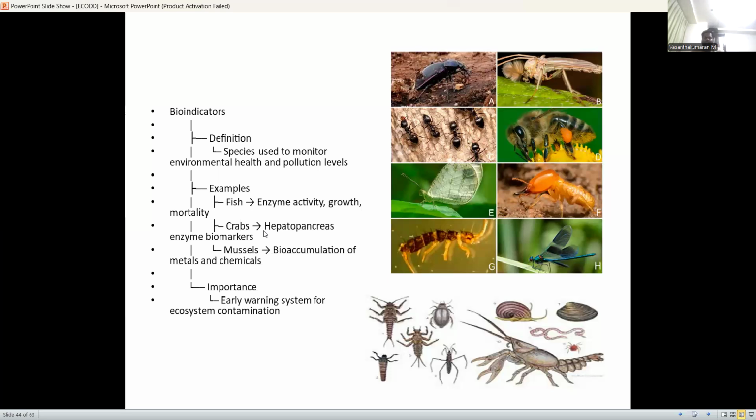If you are taking a crab, a hard coral, mussels, or barnacles, you can give different kinds of analysis. With that we can know what kind of metals like cadmium, lead, arsenic are accumulated in the shells or the barnacles.